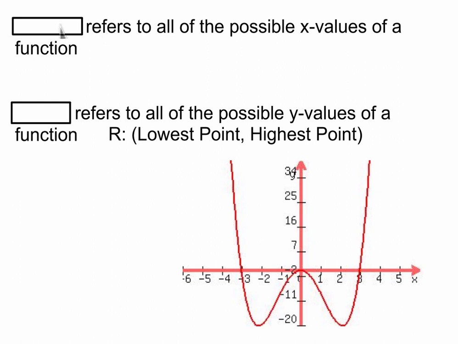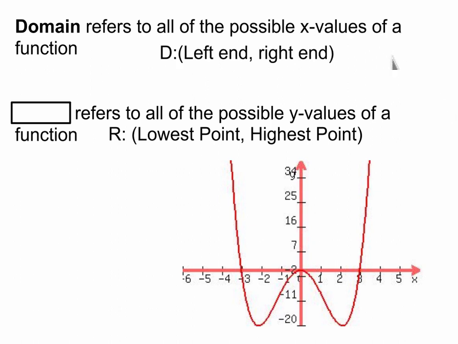So the first thing we're going to talk about is the domain. So the domain refers to all of the possible x values of a function. Okay, so x being our horizontal axis. The domain is just all the possible x values. We're going to write it looking like this.